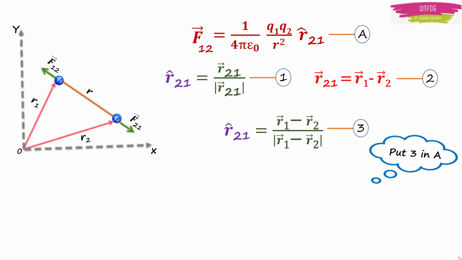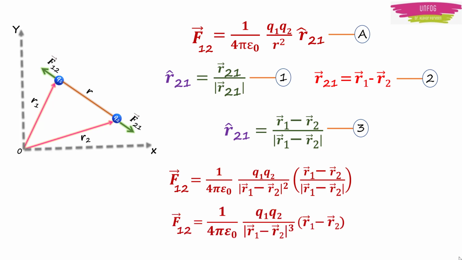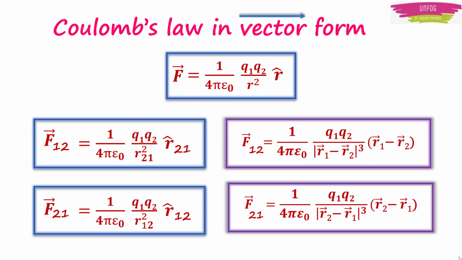Now putting the value of this unit vector R21 from equation 3 in the main equation A, we get the force in terms of position vectors. That is F12 is equal to 1 upon 4 pi epsilon naught into Q1 into Q2 divided by the magnitude of this R21. And this R21 is equal to R1 minus R2. So that we have written here, and multiplied by the value of the unit vector which we have calculated in equation 3. Multiplying the denominator, we finally get the value of F12. So, all these equations are types of Coulomb's law in vector form.